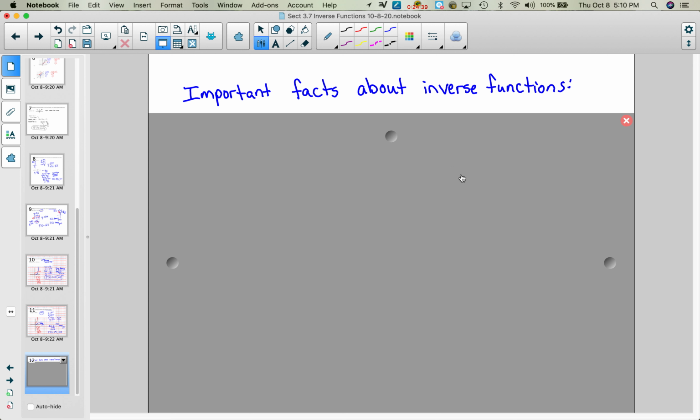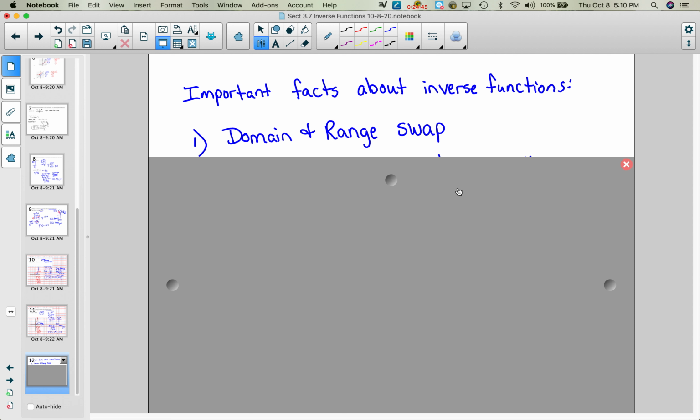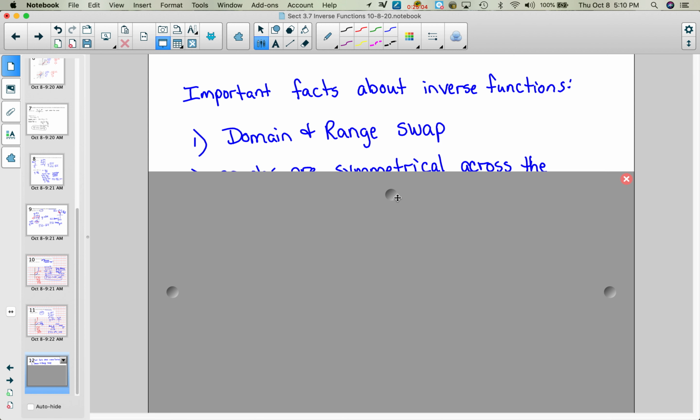All right, so the last thing I want to talk about, there are some important facts about inverse functions just to summarize those things. The domain and the range swap. So just like the x and y values swap when you're trying to find what it is algebraically, remember that the domain, all the possible x values, and the range, all the possible y values, are actually going to swap. So the domain of a function becomes the range of the inverse and vice versa, with possible restrictions.